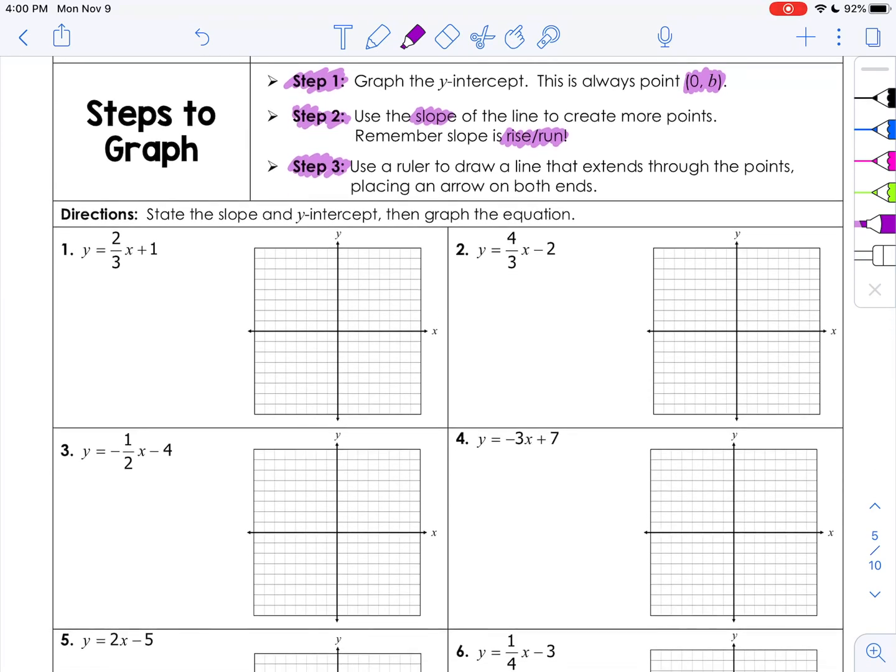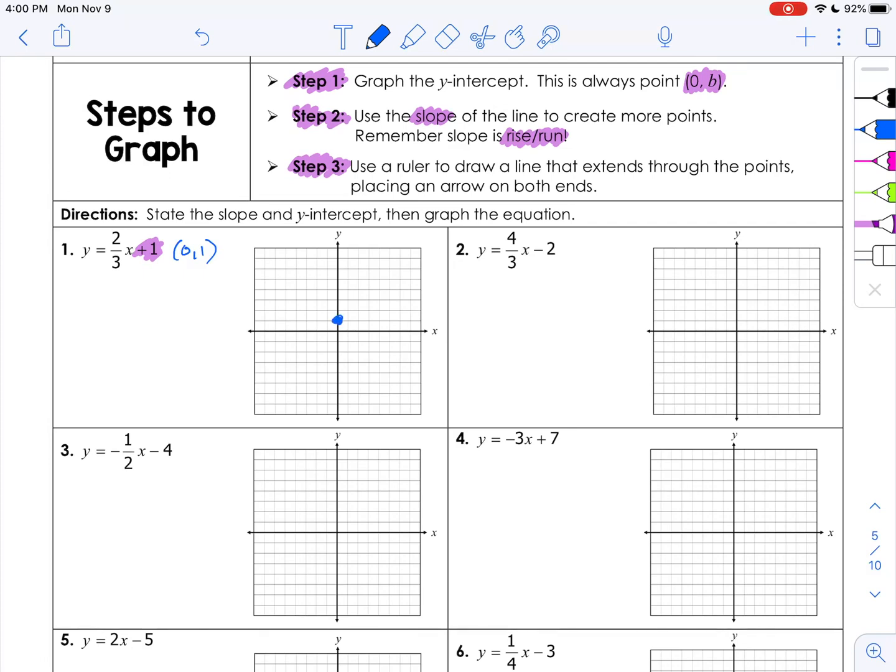Looking at number 1, we want to start by graphing our y-intercept. Our y-intercept for number 1 is positive 1. So on our graph, we're going to start by putting a point at 0, 1, because that's our y-intercept. To graph that, we start at our origin, we do not move left or right any, and we go up 1.